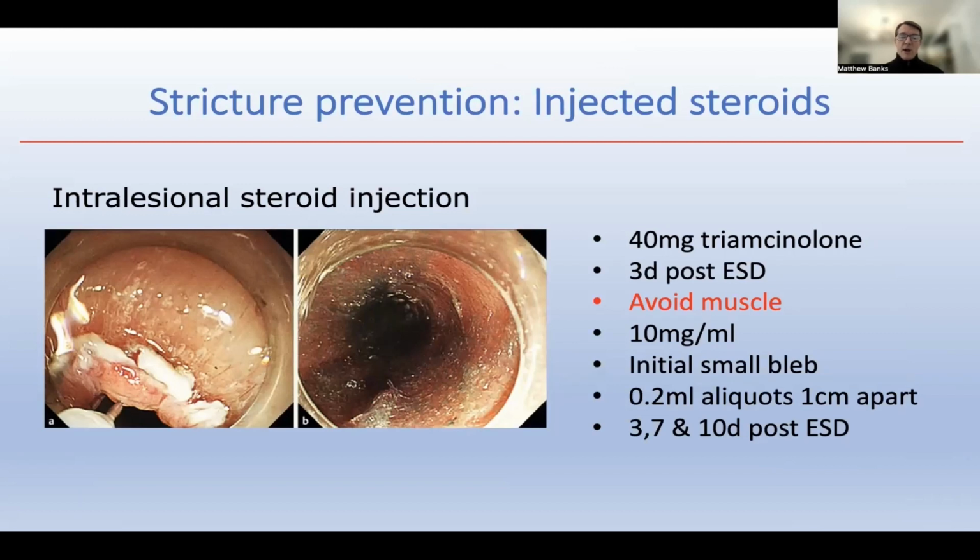Use the 40 milligram vials of triamcinolone, with a dilution of 10 milligrams per mil. The injection should be started with a small 0.2 mil aliquot at the proximal end of the resection base, and then further aliquots injected 1 centimeter apart, starting circumferentially and then extending distally. Advice is to do the first one on day 3, the second on day 7, and then the third 10 days post ESD.